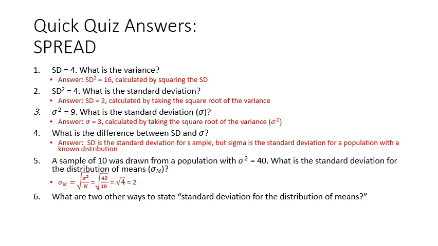All we have to do is take the square root of the variance divided by n. So that is the square root of 40 divided by 10, which gives us the square root of 4, which equals 2. What are two other ways to state standard deviation for the distribution of means? And that answer is standard error, or standard error of means.